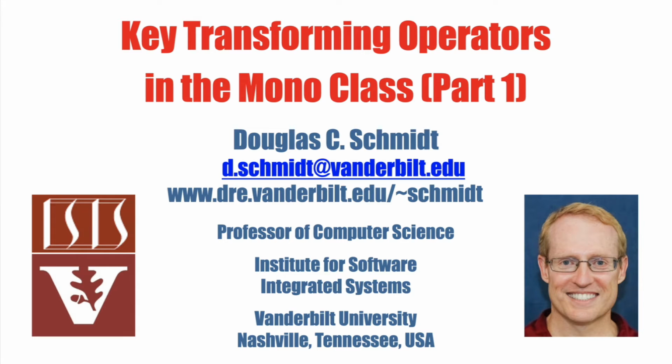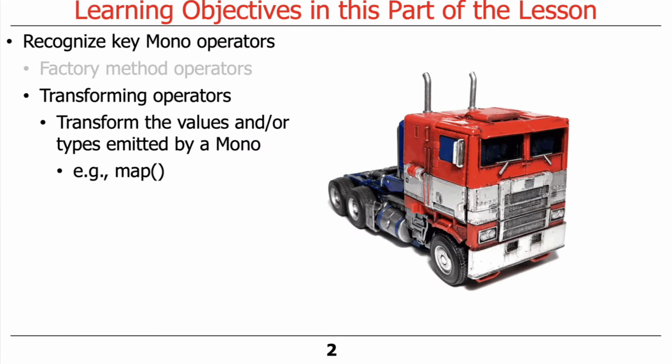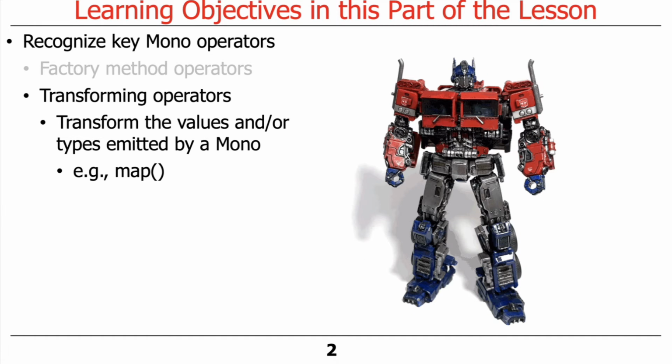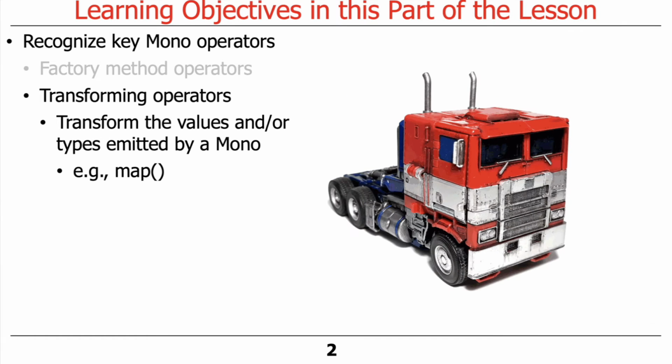So we've talked about factory method operators, and just a very few of them. There's lots more. Let's now turn our attention to an example of a transforming operator. And the transforming operators in general transform the values and/or the types that are emitted by a mono. And we're going to talk here about the map operator.